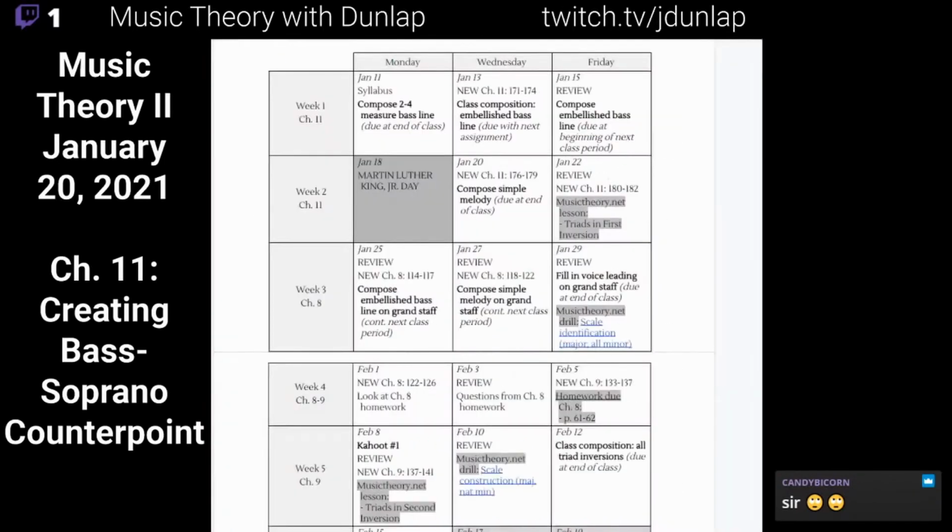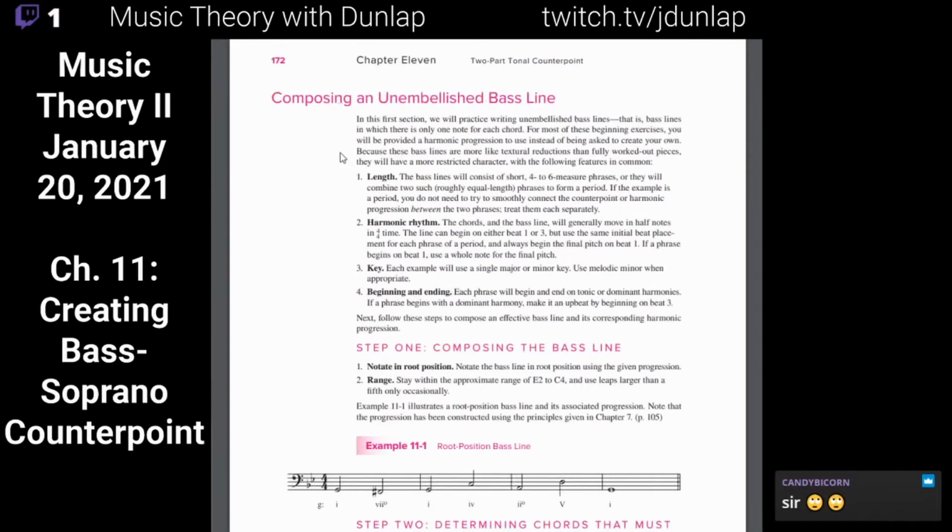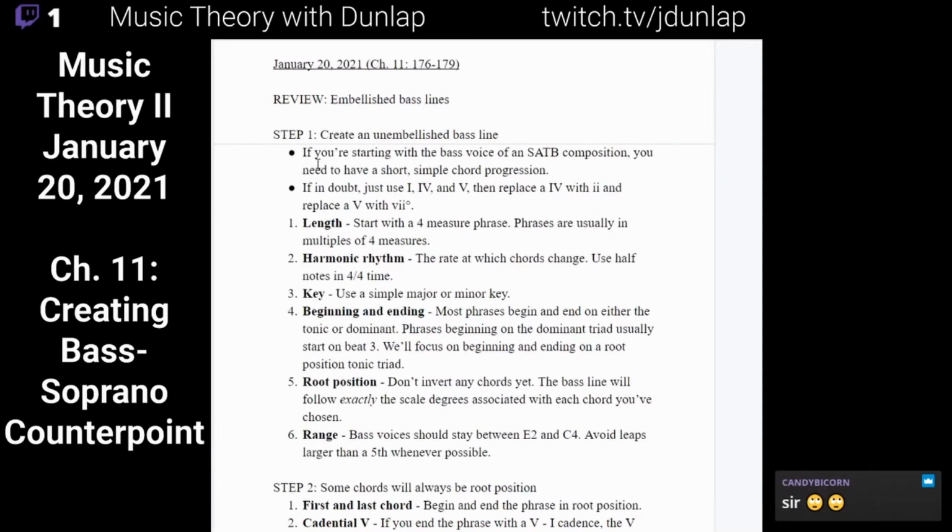Last week, we did a bit of a class composition with inversions, but we didn't really go much over it. We didn't quite have the time. So that's why I have taken all of this information the book has, and we'll be going back and forth between the book and these notes that I've made.